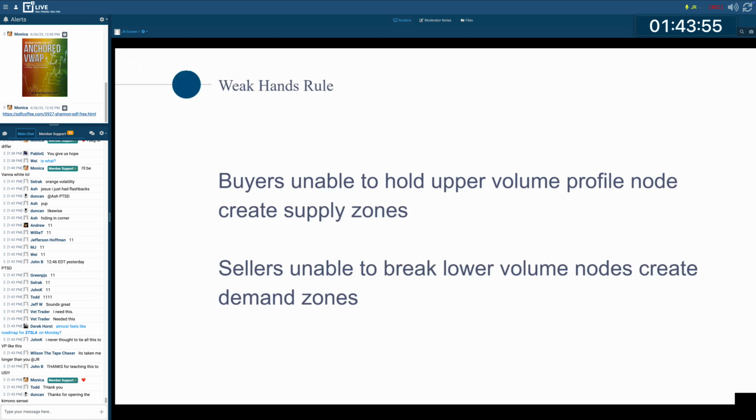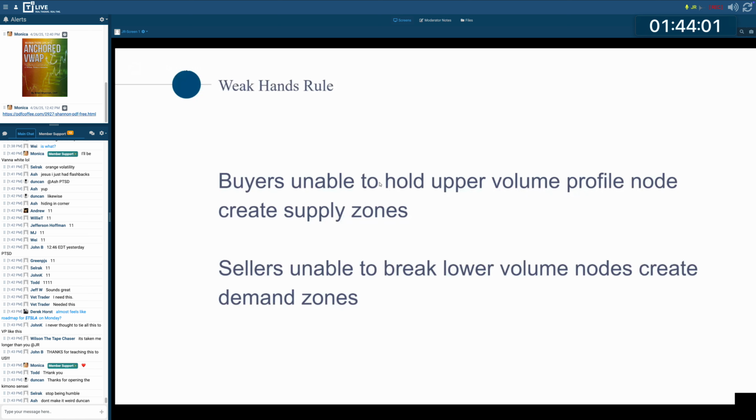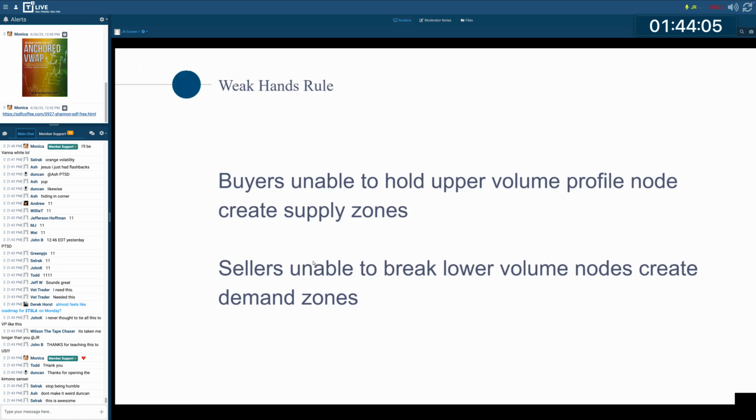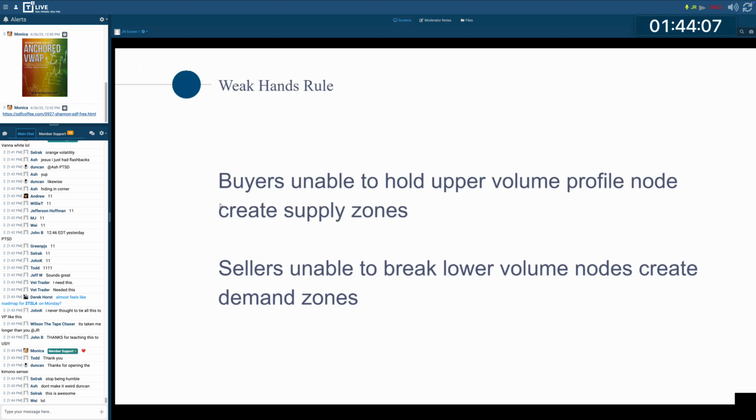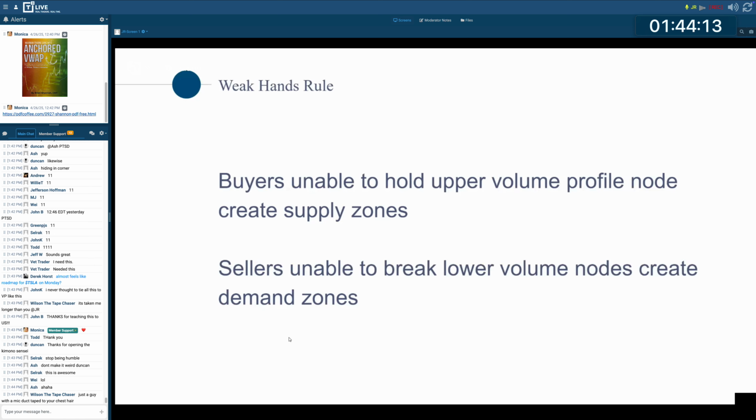I'm giving you guys a tour of the debris field, the crash site. Anyway, this is really important. The weak hands rule, guys, is essential. Through weak hands, sellers or buyers are inadvertently creating so much value that it creates demand and supply zones, like a Manginai fight.